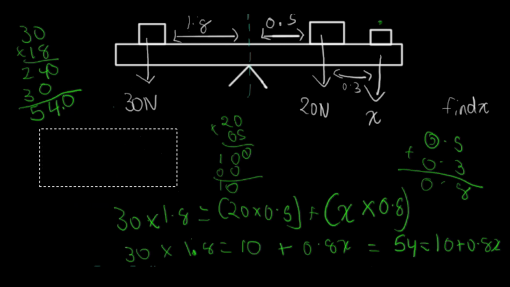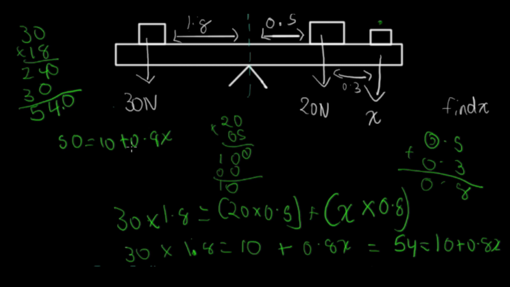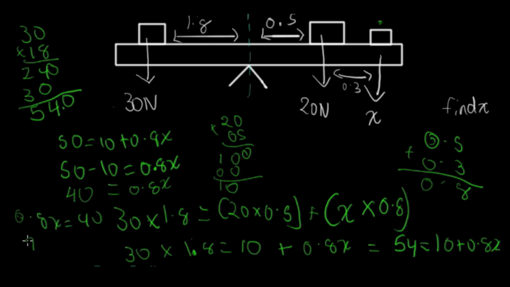So now we get 54 is equivalent to 10 plus 0.8x. Then 54 minus 10 is equal to 0.8x. We get 44 is equal to 0.8x. So x is equal to 44 divided by 0.8. Then we just do the division.